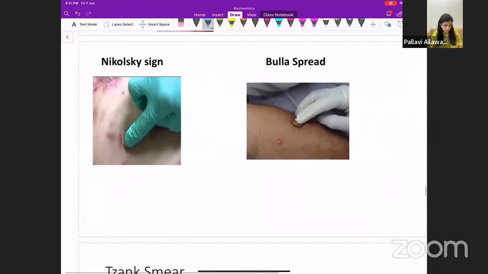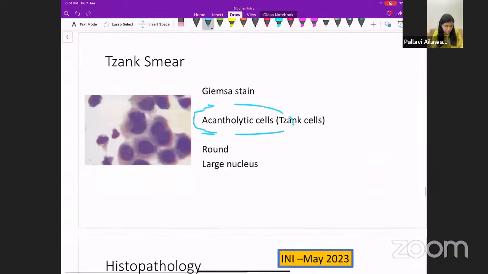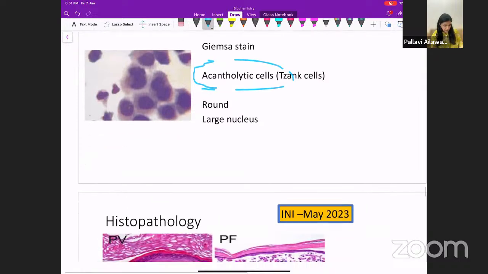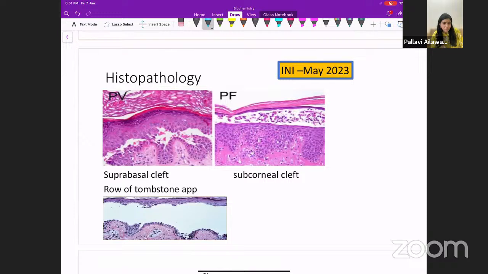Then clinical signs, Nikolsky sign, bulla spread sign: pemphigus. So if a question mentions acantholytic cells seen on Tzanck smear, pemphigus. A split in the epidermis, again, pemphigus.